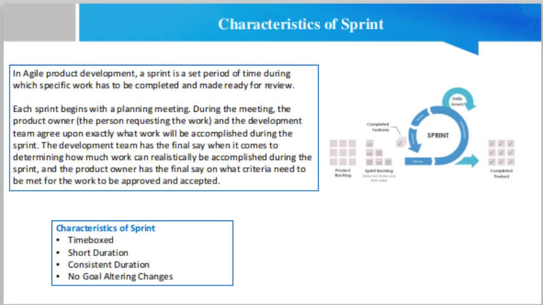Friend, in agile product development, a sprint is a set period of time during which specific work has to be completed and made ready for review. Each sprint begins with a planning meeting. During the meeting, the product owner, the person requesting the work, and the development team agree upon exactly what work will be accomplished during the sprint. The development team has the final say when it comes to determining how much work can realistically be accomplished during the sprint, and the product owner has the final say on what criteria need to be met for the work to be approved and accepted.